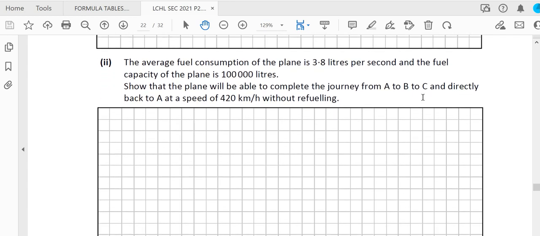The average fuel consumption of the plane is 3.8 liters per second. So they are saying that's how much fuel it consumes, every 1 second, 3.8 liters. And the fuel capacity of the plane is 100,000 liters, so this is how many liters of fuel it can hold. Show that the plane will be able to complete the journey from A to B to C and directly back to A at a speed of 420 kilometers per hour without refueling.